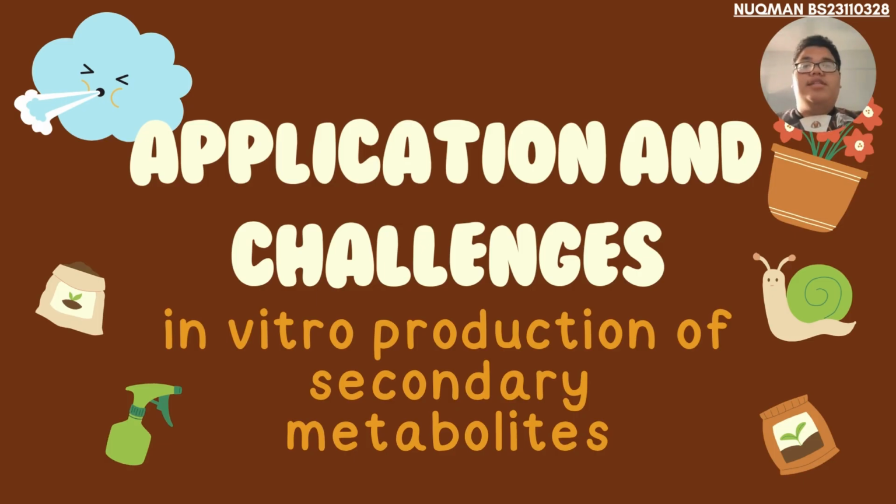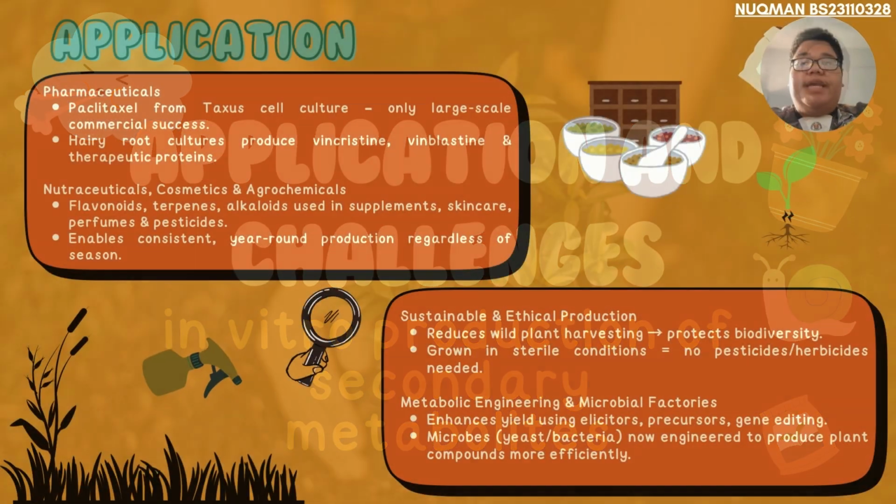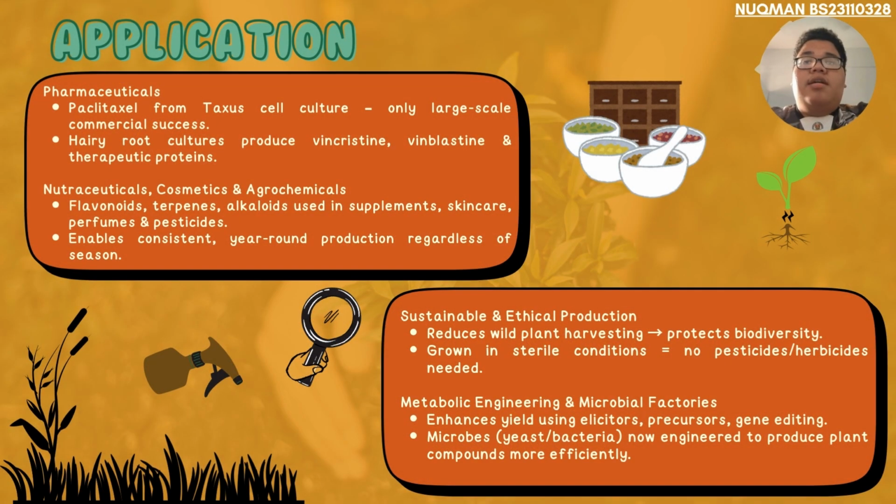So we go for the next part, which is the applications and the challenges of in vitro production of secondary metabolites. For the applications, we can apply all of this in pharmaceuticals. For example, the paclitaxel cell culture from Texas, which was the first large-scale commercial success. Other than that, we can apply these in nutraceuticals, cosmetics and agrochemicals. Flavonoids, terpenes, and alkaloids are examples that we use in supplements, skincare, perfume, and pesticides. This enables consistent year-round production regardless of the season.